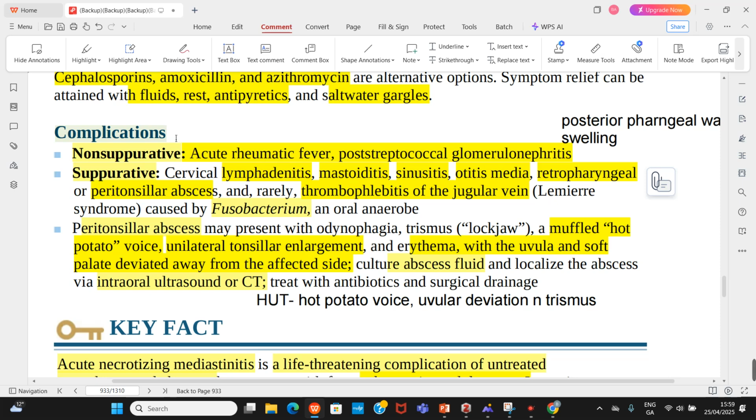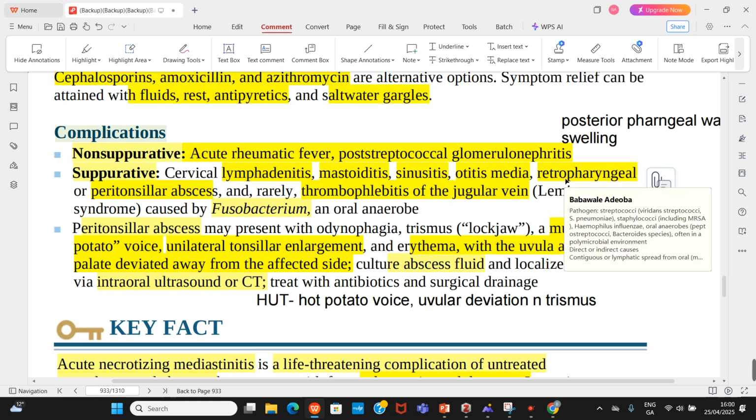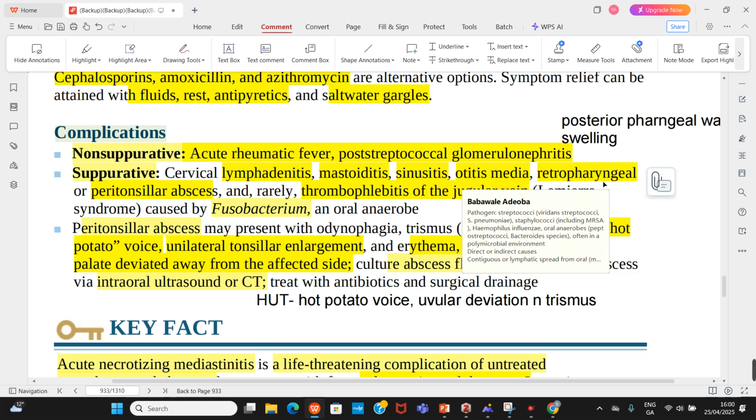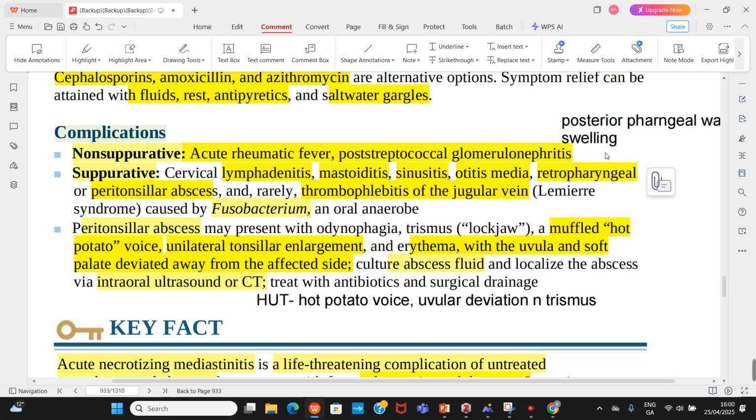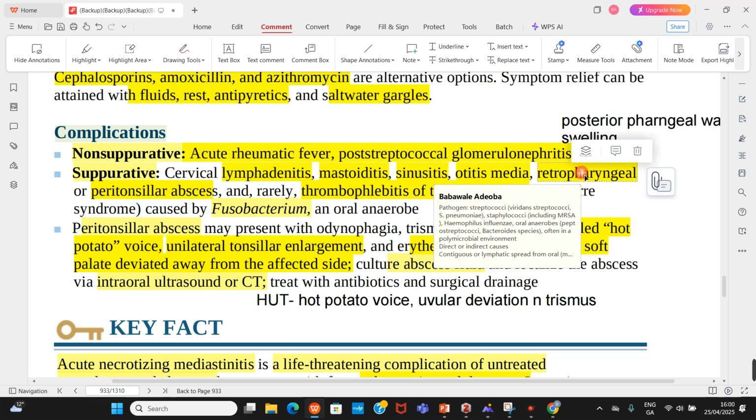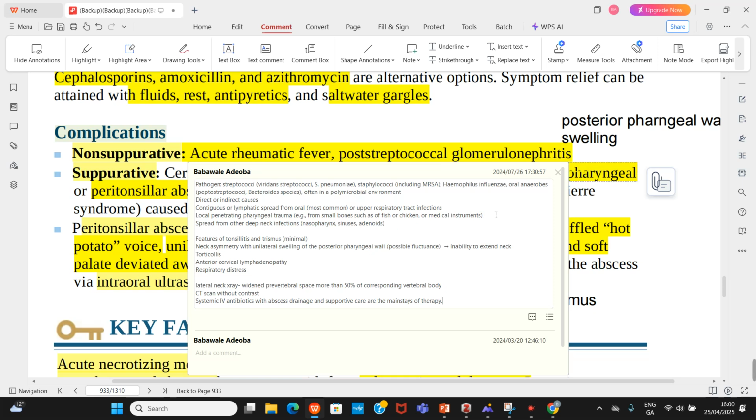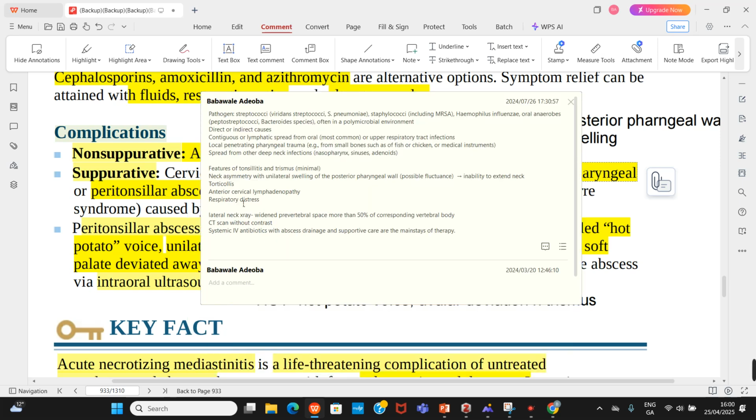pharyngitis. Now, we need to shed a little more light on retropharyngeal abscess. And how the patient is going to present is that they are going to tell us that the patient is having very serious neck pain. The person cannot open the mouth. So they are going to tell us that the person is having, let me just read what it is so that I don't miss anything.